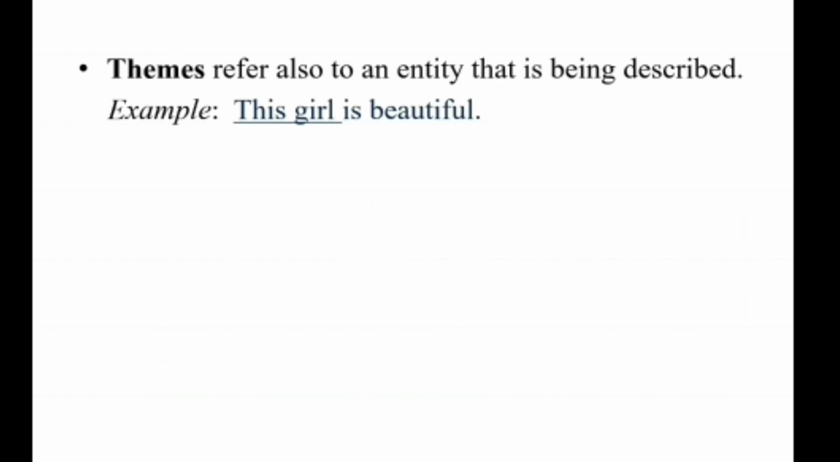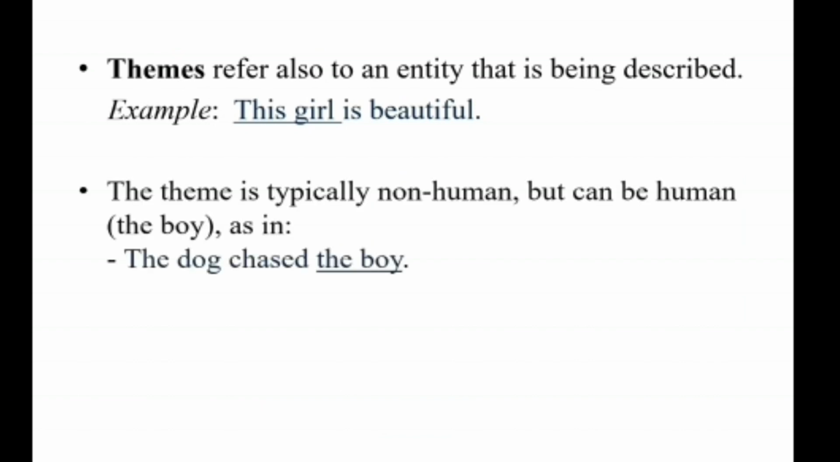Let's take another example. My friend is intelligent. So your friend does not perform any action. It's just being described. Hence, it's in the role of a theme semantically. A theme is typically non-human, but it can also be human, as in the following example. The dog chased the boy. So here, the dog is the agent because it's the entity which performs the action, and it's chasing what? The boy. The boy is the theme upon which the action is done.